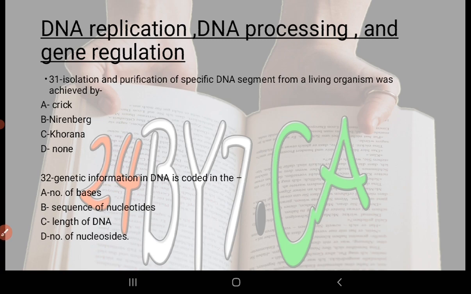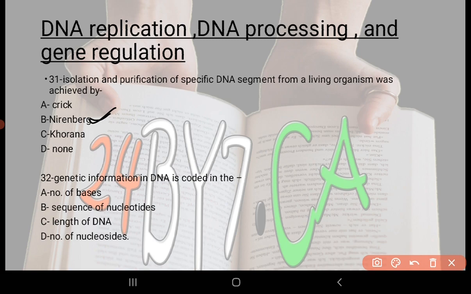Isolation and purification of a specific DNA segment from a living organism was achieved by option A, Crick, option B, Nirenberg, option C, Khorana, or option D, none. So the right answer is option B, Nirenberg.